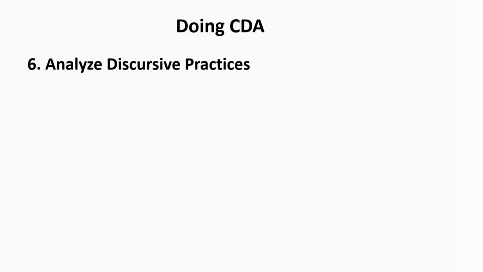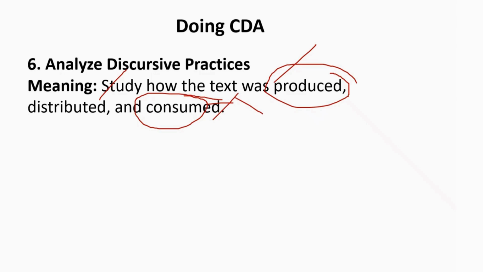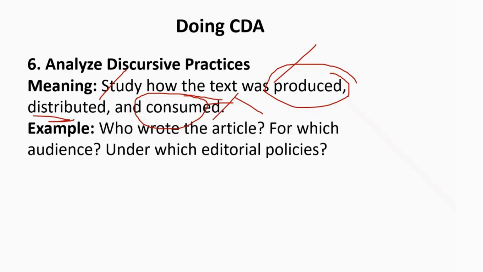Next is analyzing discursive practices. What kind of practices have been used while representing the refugees? Study how the text was produced, how it was distributed, how it was consumed. So production from the writer or media point of view, consumption from the public who have perceived it, and distribution. What was the source or what was the media that was used? Examples: who wrote the article, for which audience, under which policies or conditions.